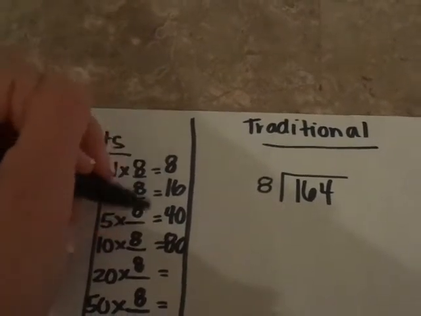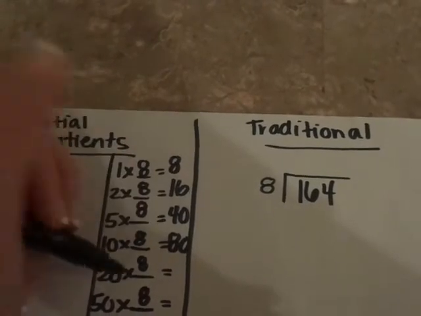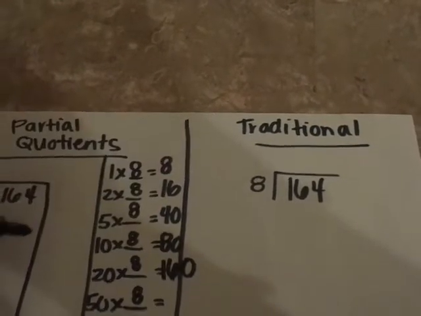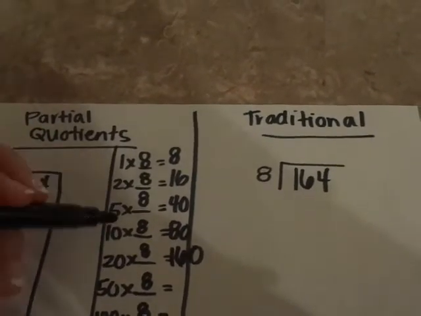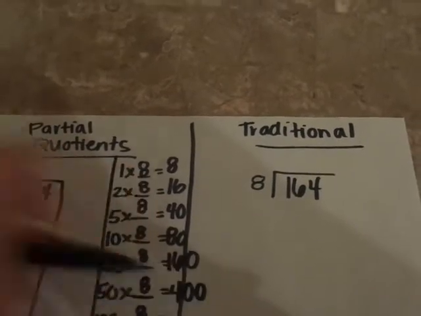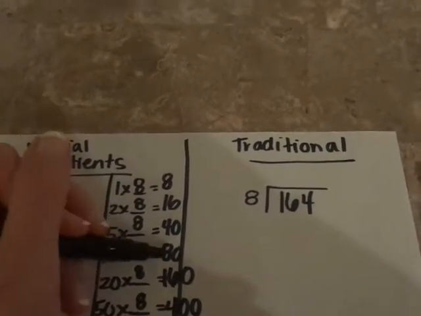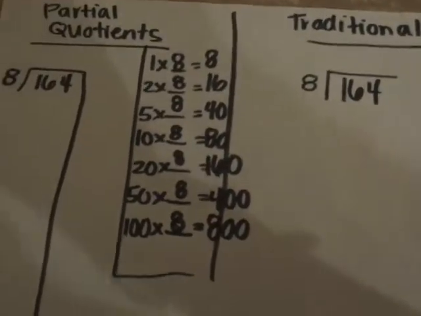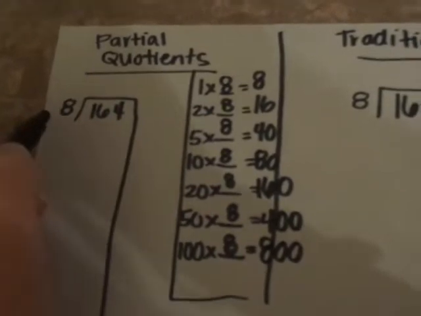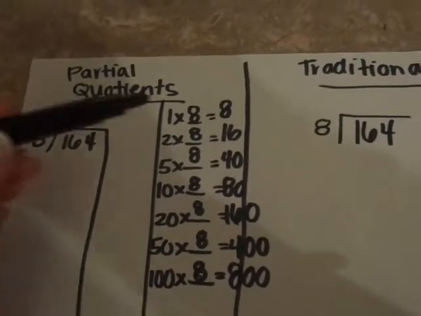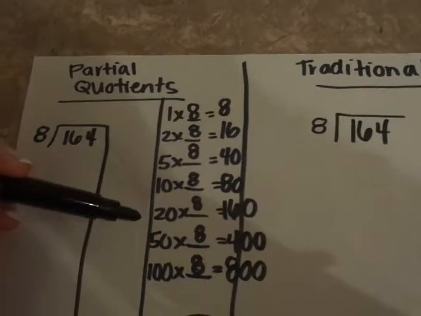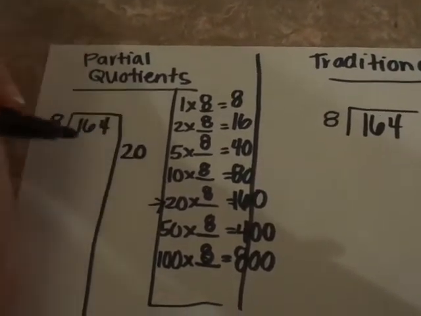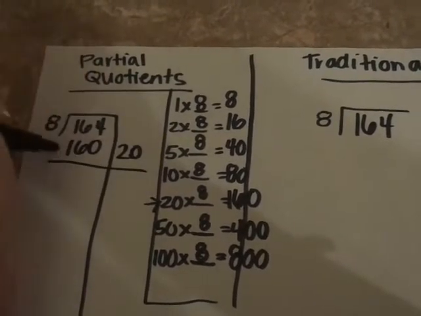So notice it's the same thing here with a 0 added. 20 times 8, it's the same thing here, 16 with a 0 added. 50 times 8, it's the same thing here with another 0 added. 100 times 8, same thing here with another 0 added, 800. So we ask ourselves, how many times can 8 go into 164? If we use this over here, we see it can go in 20 times. So 20 groups of 8 equals 160.